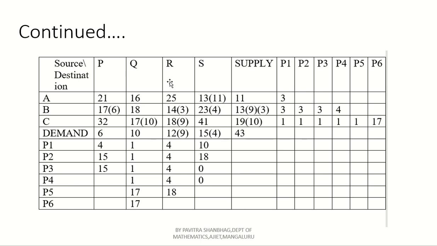Now first we have to find the penalty. How to find the penalty? First look into this column. What are the smallest numbers amongst these three? 21 and 17. Take the difference and write the penalty. 21 minus 17 is 4, here the penalty is 4. Similarly, what are the lowest numbers here? 16 and 17. So what is the penalty? 17 minus 16, that is 1.